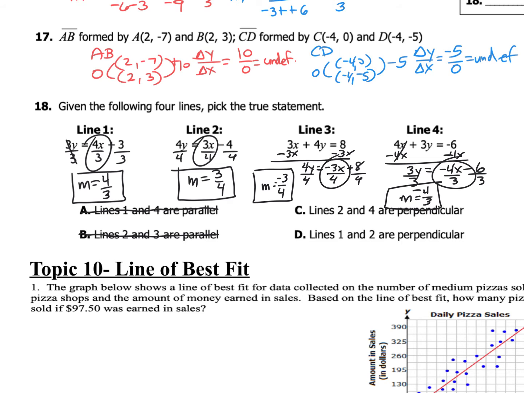Lines 2 and 4 are perpendicular. Well, 2 is 3/4 and negative 4/3. So C is the correct answer. Those are negative reciprocals. 1 and 2, 4/3 and 3/4 are reciprocals, but not negative reciprocals.